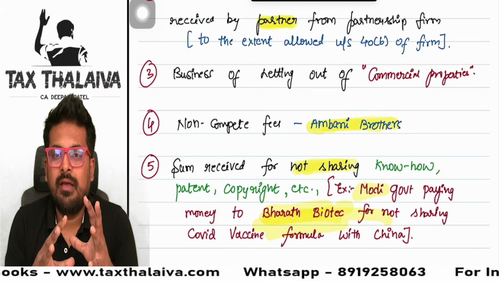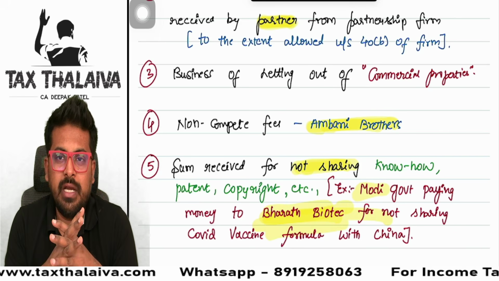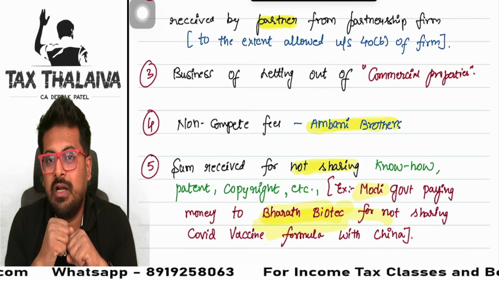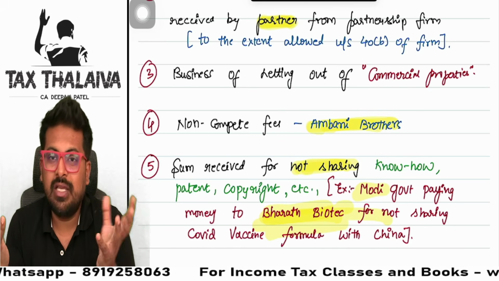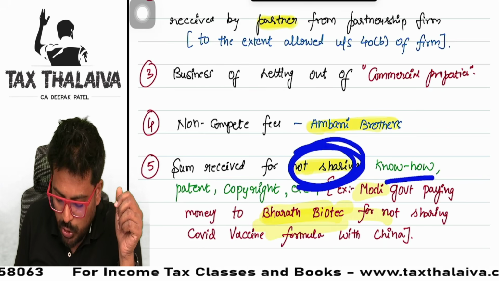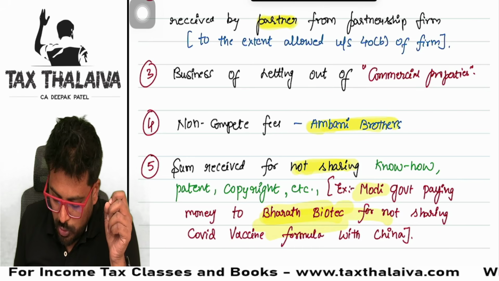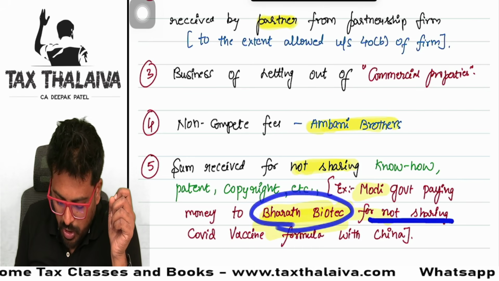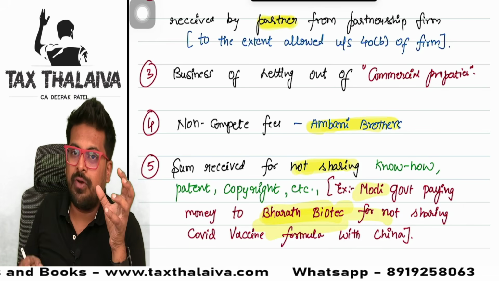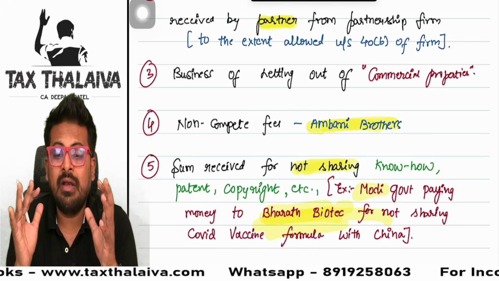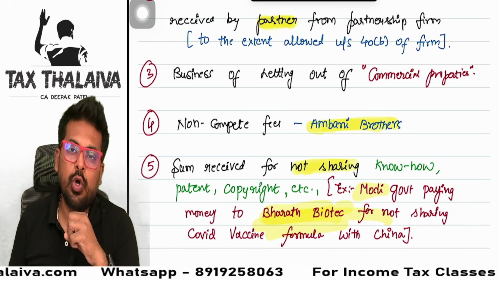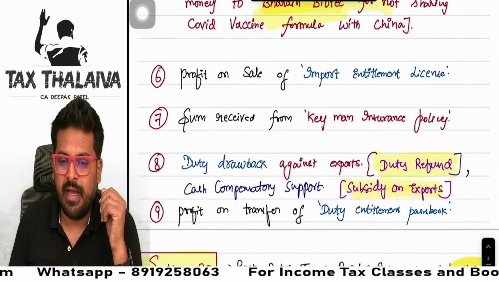So Modi may ask the Bharat Biotech company not to share the COVID vaccine formula with China. But Bharat Biotech will tell, sir, if we do not want to share, then you have to compensate us for that. And that is what is called sum received for not sharing the know-how, patent, copyright. So the Modi government pays money to Bharat Biotech for not sharing the COVID vaccine formula with China. Whatever money Bharat Biotech receives from the Modi government will be taxable under the PGBP head, because that is a sum received for not sharing know-how. Know-how means the formula for the COVID vaccine.